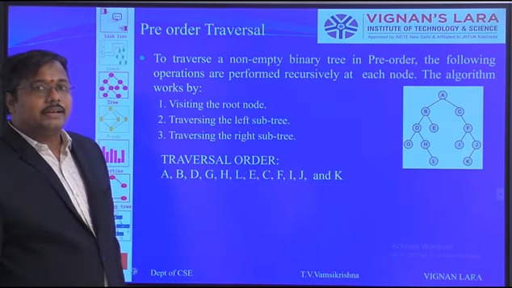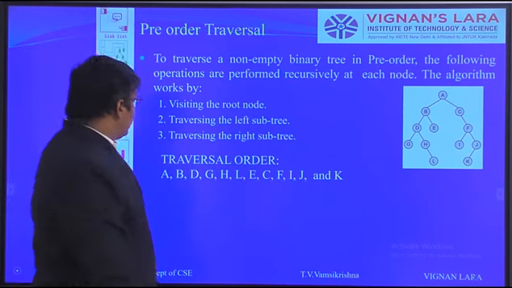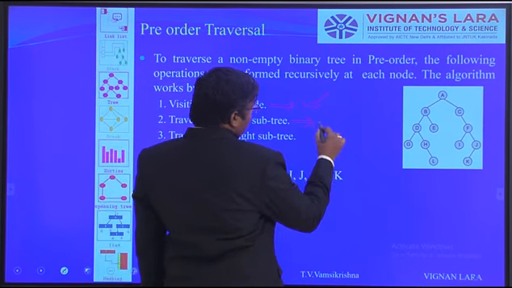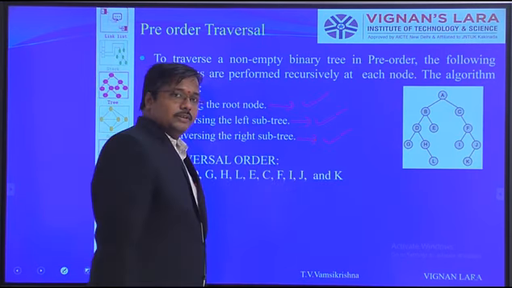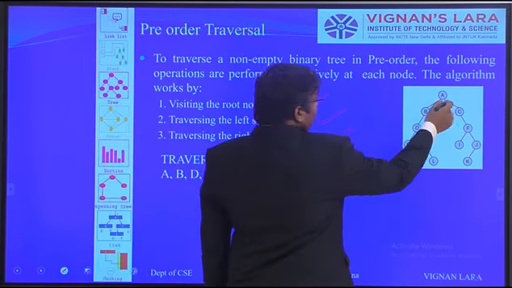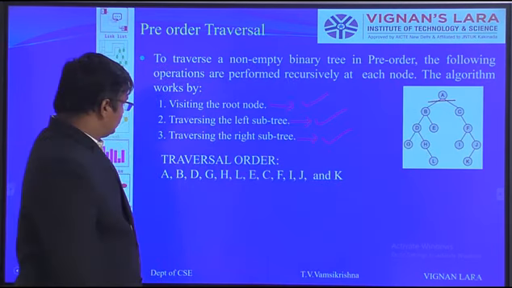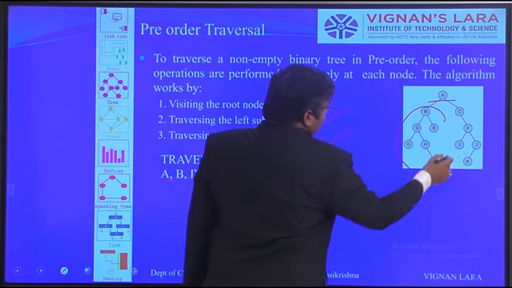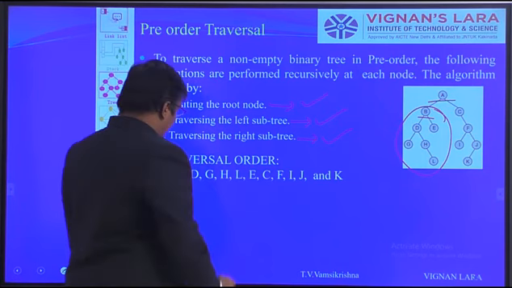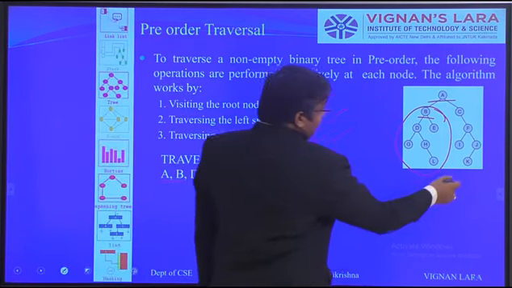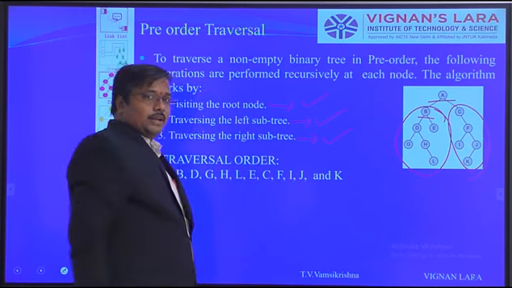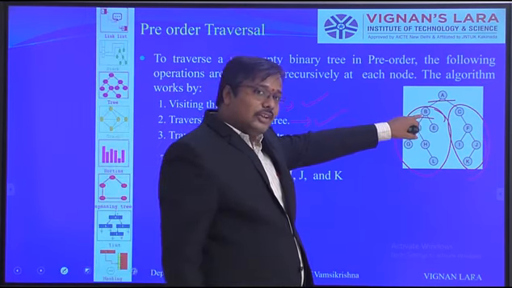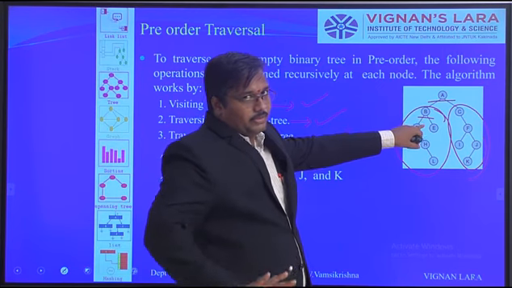Next, pre-order traversal. In pre-order traversal, first visit the root node, then visit the left subtree, then visit the right subtree. So the root node is A, meaning we visit A first. Next, the left subtree, where the root node is B. In the right subtree, the root node is C. But initially finish all the nodes in the left subtree, and only then go for the right subtree.